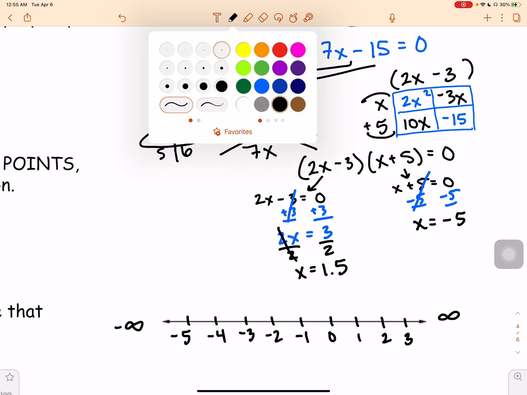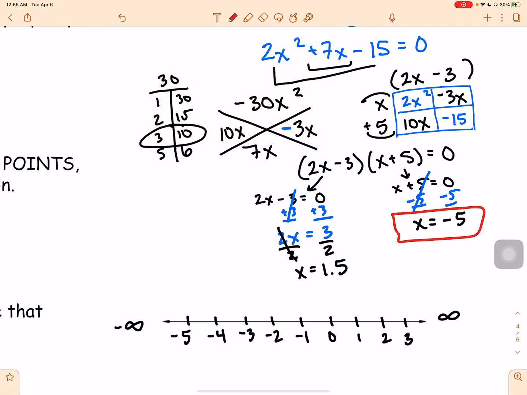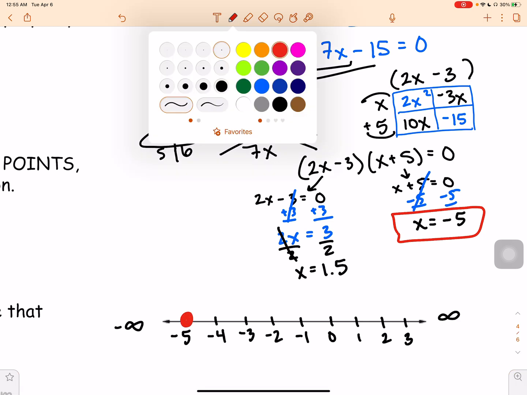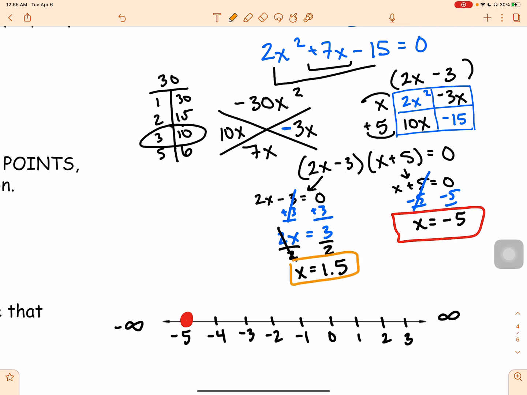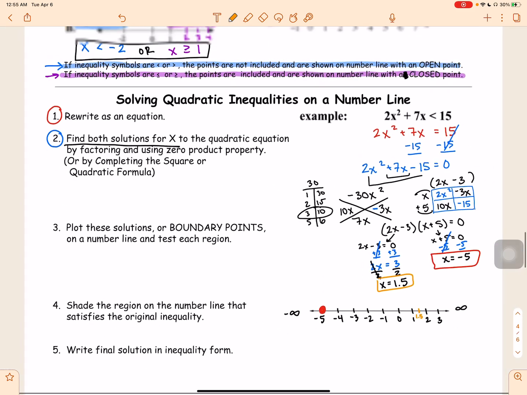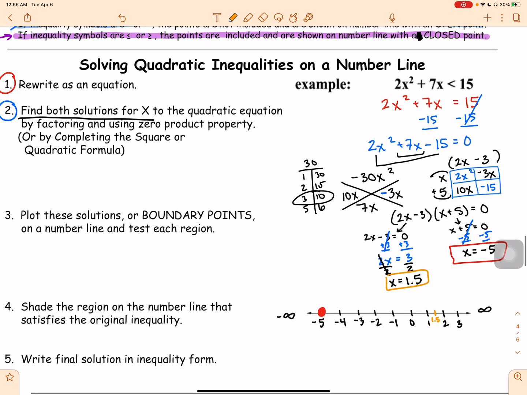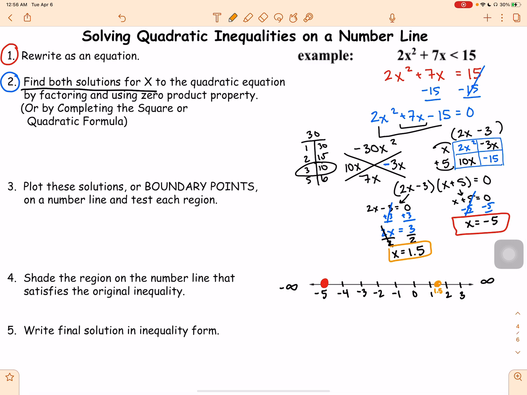So one of my points is right here, negative 5. And then the other point I got is 1.5. So what I'm going to do is add a little dash in between the 1 and the 2, and that is 1.5. So let me see here. Yeah, so that one would be 2. There we go. All right, so it says plot these solutions or boundary points. So those two are our boundary points, is what those are called.